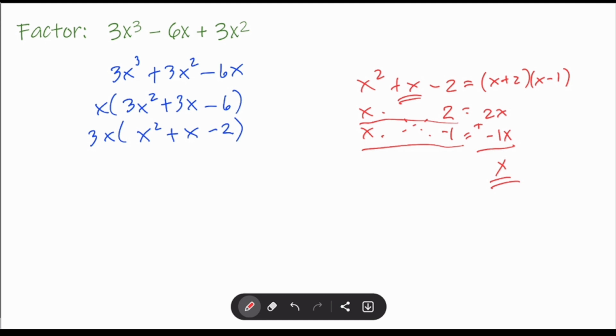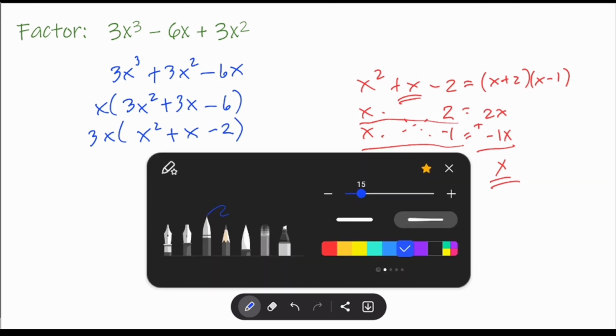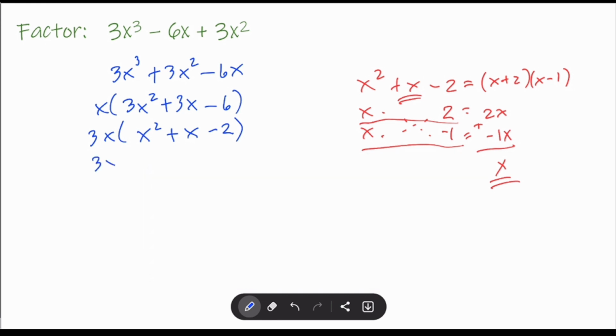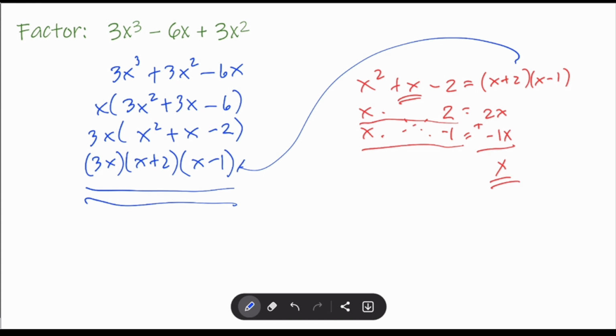So let us continue. Our factored form will be, just copy this first, 3x times x plus 2 times x minus 1, which is this one.